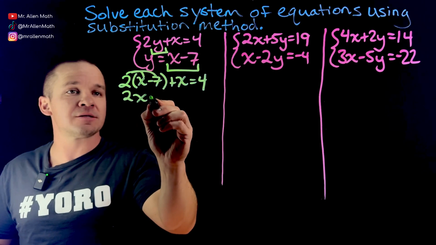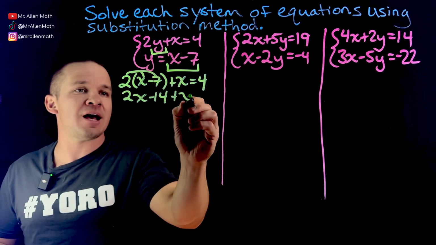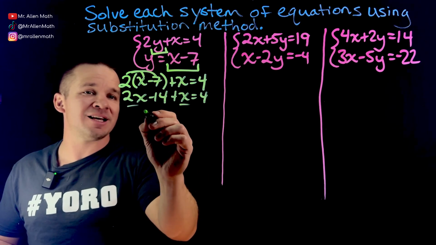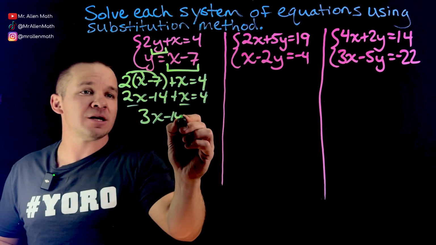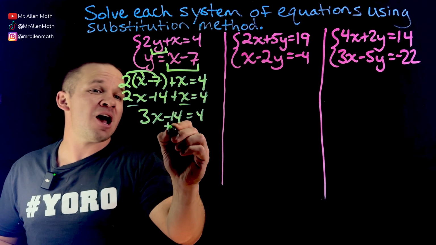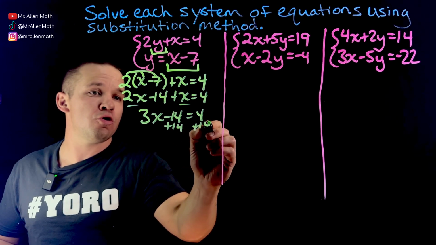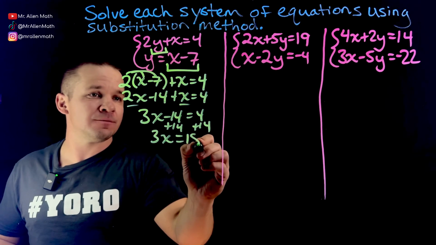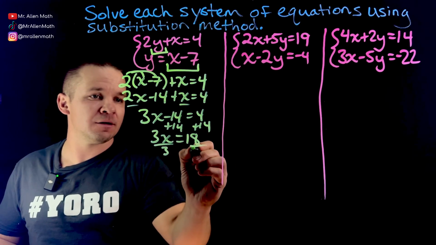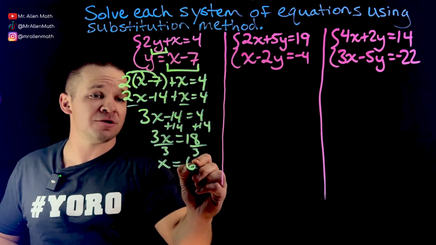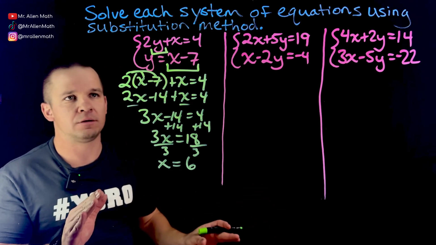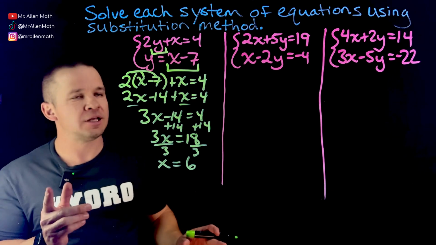I get 2x minus 14 plus x equals 4. Combine like terms. 2x and x, that gives me 3x minus 14 equals 4. Add 14 to both sides. 3x equals 18. Divide by 3. I get x equals 6. And you're like, that was so cool, I'm done. You're not done yet. We're halfway there.